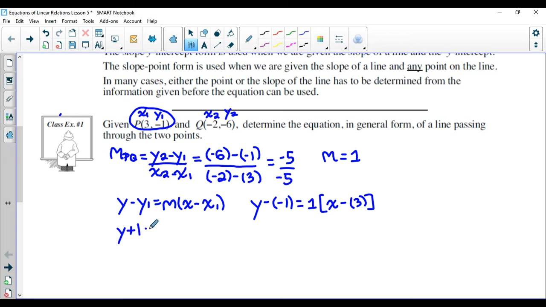So let's clean this equation up a little bit. y minus -1 would be y plus 1 is equal to, I'd say use the distributive property here, but you're just multiplying these terms by 1. So 1 multiplied by x would just be x, and then 1 multiplied by 3 would just be 3. So this would be y plus 1 is equal to x plus 3.